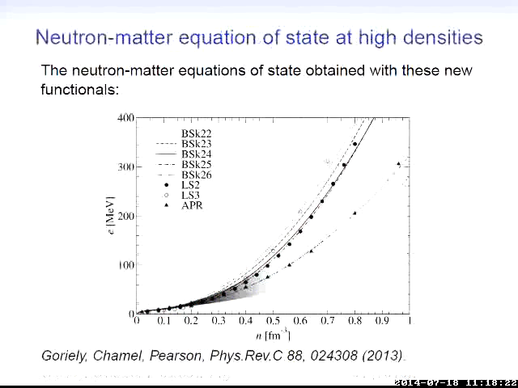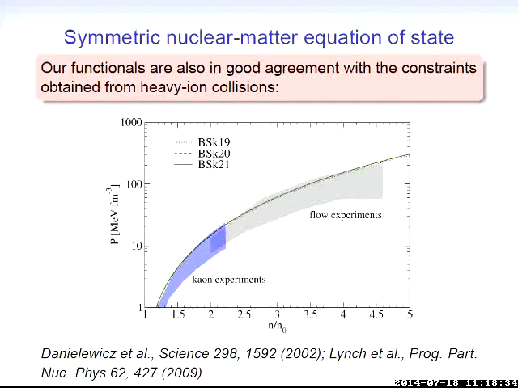It's the same picture, but just for this more recent parametrization, so it's essentially the same. Now, how about symmetric nuclear matter? We did not enforce any constraint on symmetric nuclear matter, so we just checked that it was at least consistent with the constraints coming from heavy ion collisions from Danielewicz and from this paper.